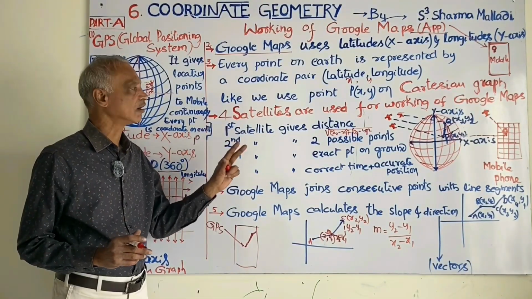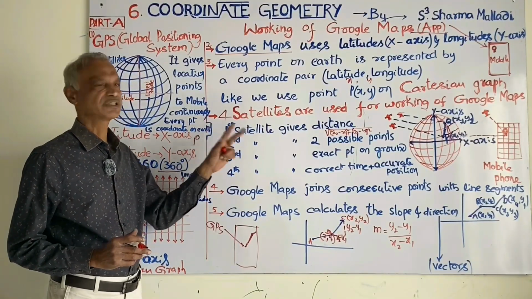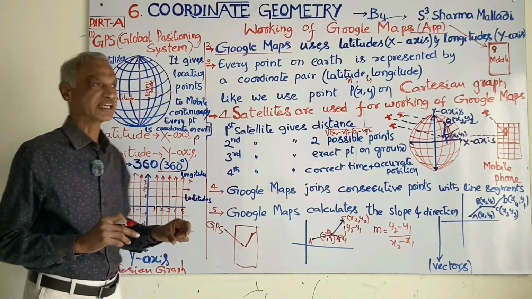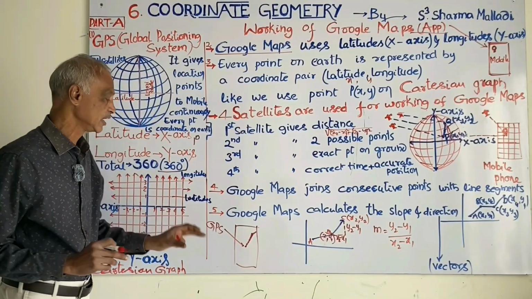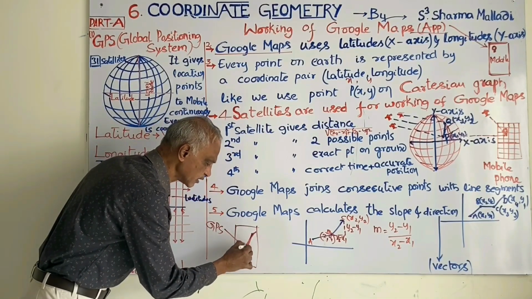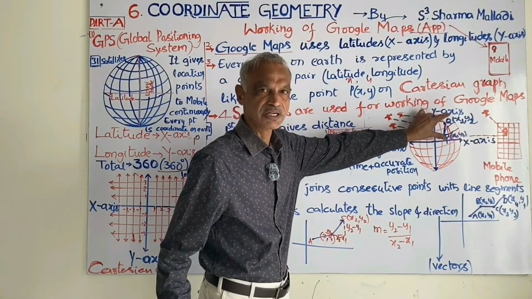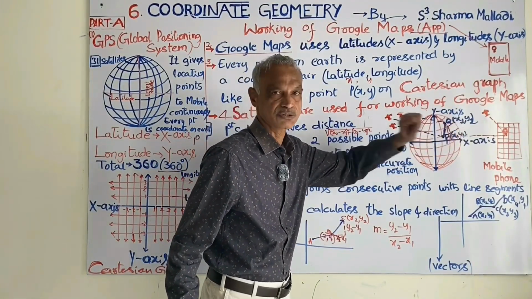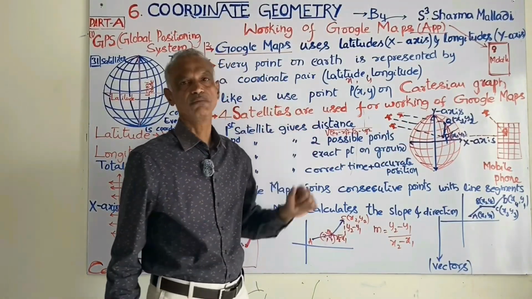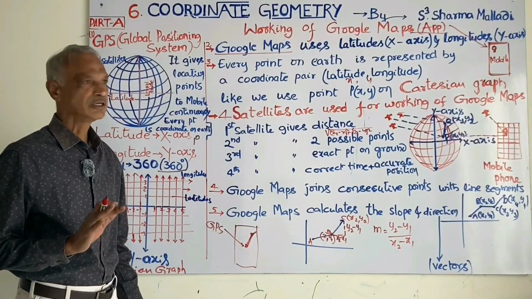4 satellites are used for the working of Google Maps. The first satellite gives distance. We can find out the distance between 2 points. Every second it gives the position of the point, and so we can find the distance between 2 points. This is (x1, y1) and this is (x2, y2). We have to find the distance between P and Q. We can find the distance between these 2 points using the formula root of (x2 minus x1) whole square plus (y2 minus y1) whole square.